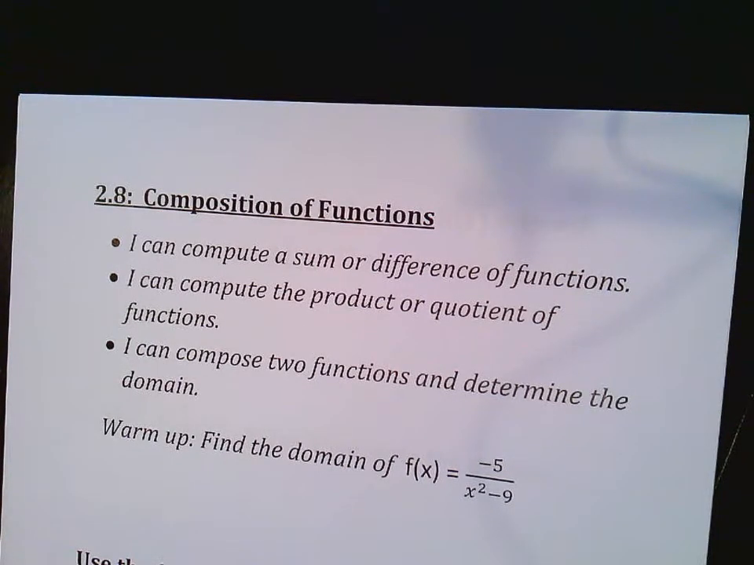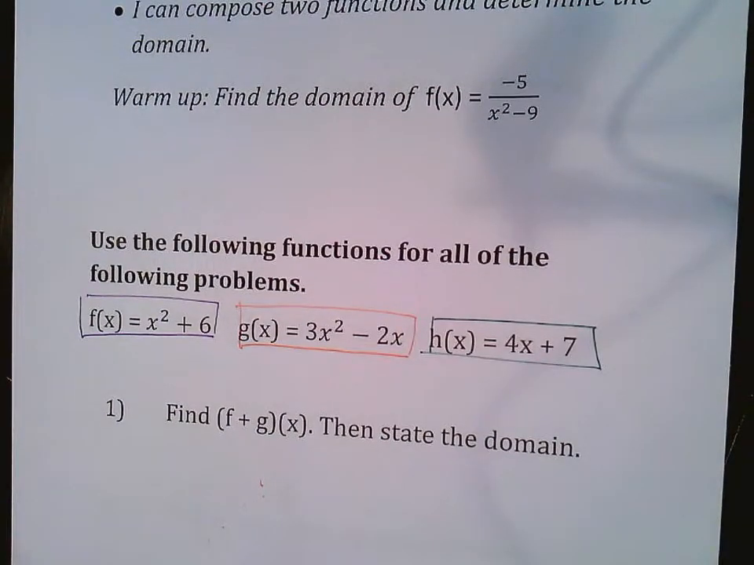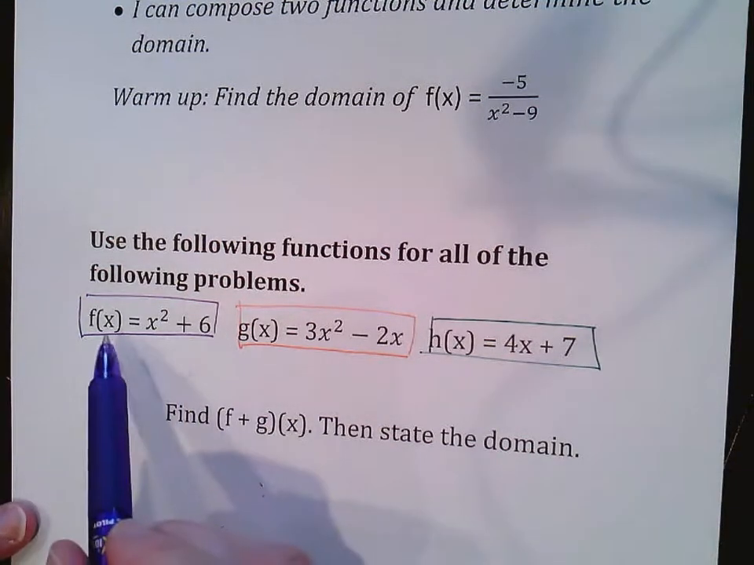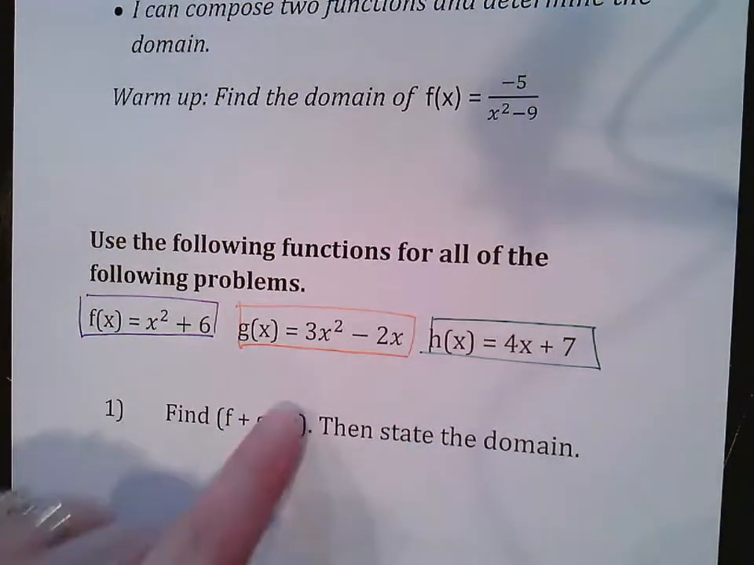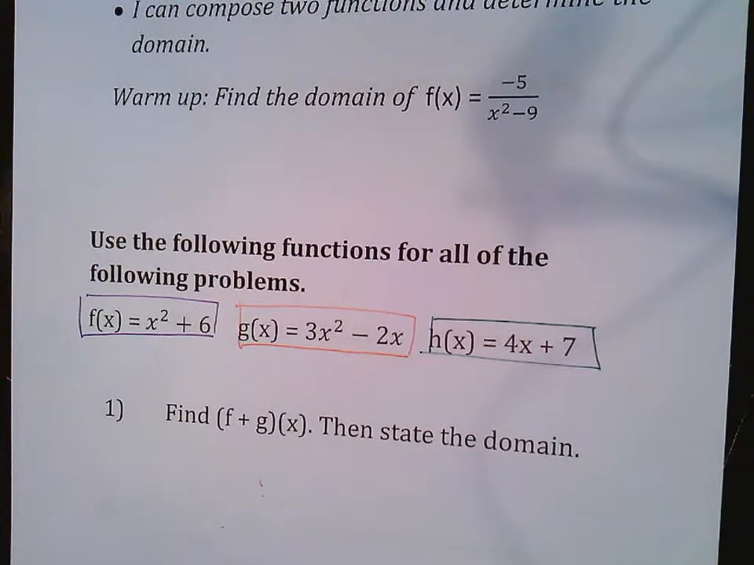Okay, we are on our last section of the semester. This is 2.8, composition of functions. And to make things go a little bit smoother, I've color-coded. I hope the color coding shows up on the video. But I've made my F function purple, my G function orange, and my H function green.